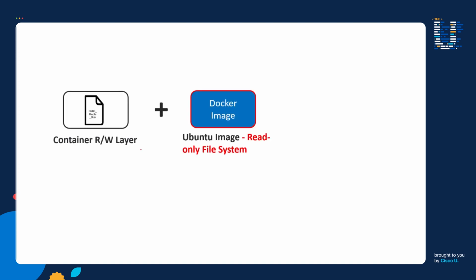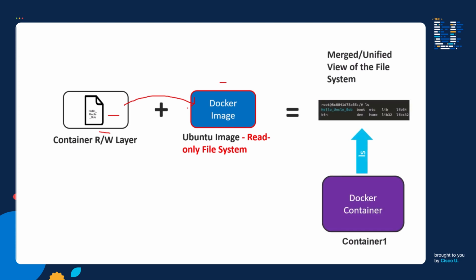So you can almost think of the container's read-write layer as the overlay, and you can think of the container's image as the underlay. So what happens is Docker will merge the contents of the read-write layer and place it on top of the image. And what that does is it forms a single unified view of the container's file system.